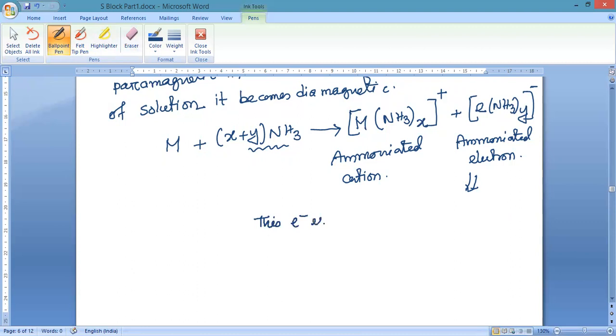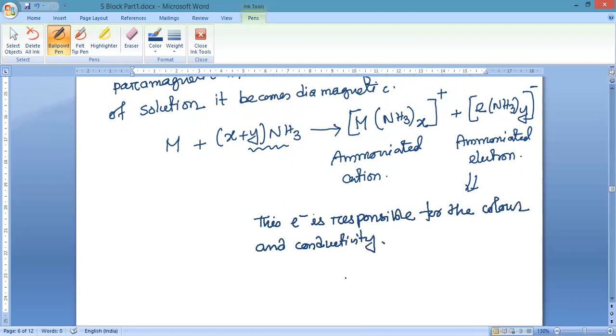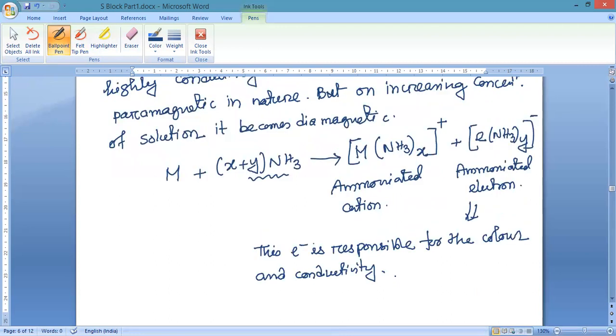This electron is responsible for the color and conductivity. Okay, so this ammoniated electron is responsible for the color and conductivity. How? Look, as you have a free electron in the solution, obviously it will conduct electricity. Now the thing is, how, because of this electron, does the solution become blue in color?